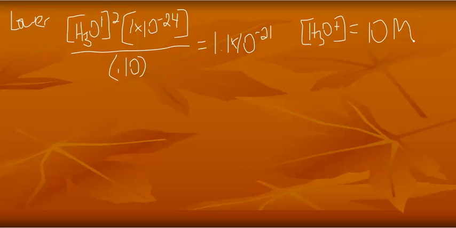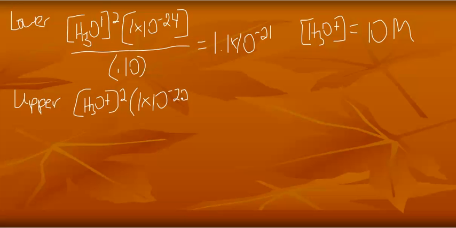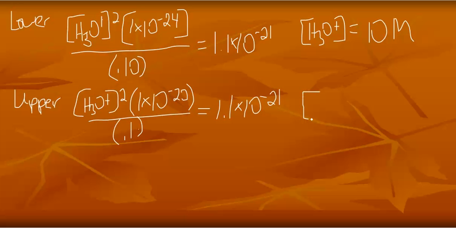That's the lower limit. The upper limit, we're going to solve for H3O again. Same equation, H3O squared. The lower limit was 10 to the negative 24th. The upper limit is 1 times 10 to the negative 20th. It's still 0.1 for H2S. And that's equal to 1.1 times 10 to the negative 21st. So for the upper limit, the concentration of H3O comes out to a value of 0.1 molar.